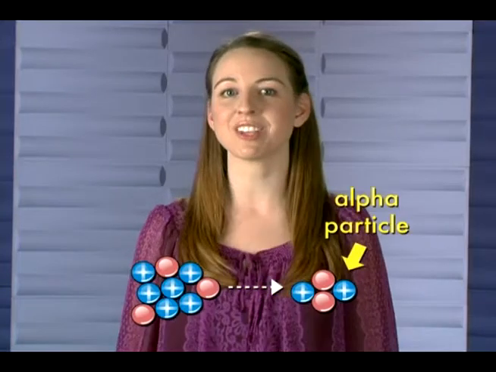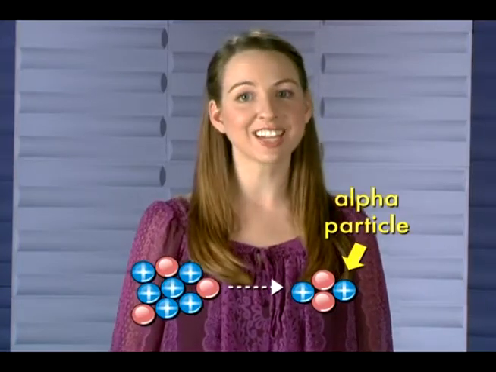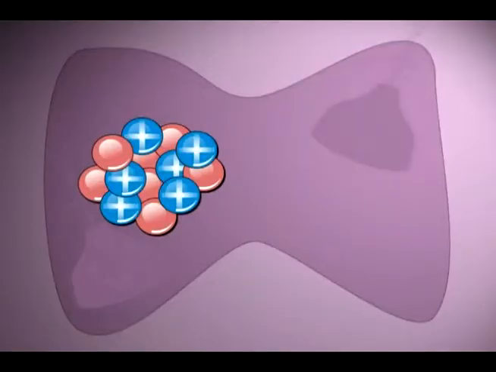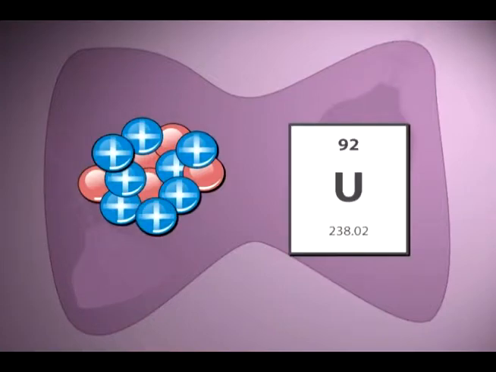Sometimes, a nucleus loses a piece of 2 protons and 2 neutrons. That little piece is called an alpha particle, and this kind of decay is called alpha decay. Alpha particles are like helium nuclei under cover. They have 2 protons and 2 neutrons. Losing a couple of protons is more than enough to turn one element into another. For example, uranium is an element with 92 protons, but when it goes through alpha decay, it becomes thorium, which only has 90 protons.